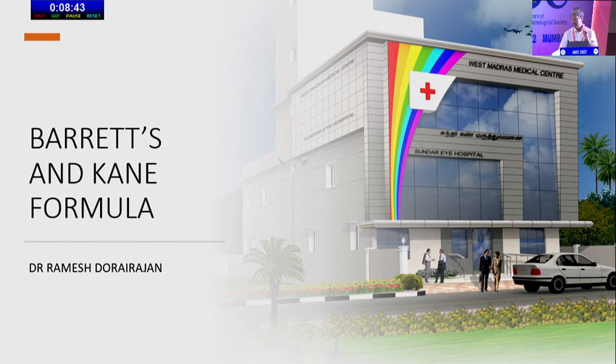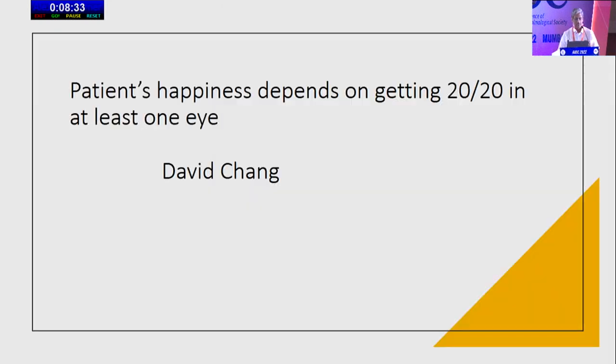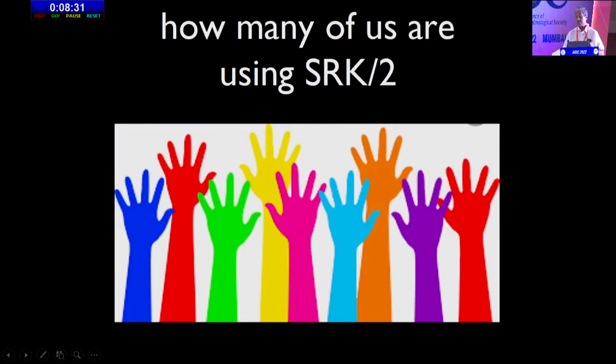So my talk today, thanks Atik, you asked me to talk about the Barrett and Kane formulas. Excellent. We all heard about David Chang, former president of ASCRS, and his comment that true happiness will be there for the patient when he gets 6/6 in any one eye.